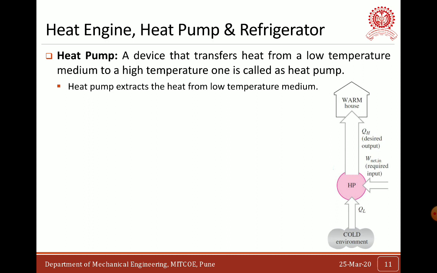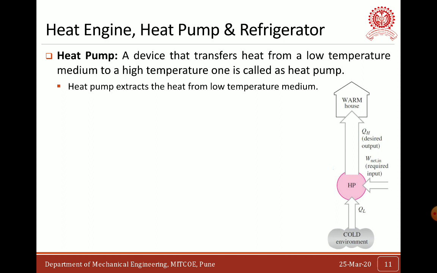By taking work as input, it absorbs heat from the low temperature environment and rejects it to the high temperature region, that is, the warm house or the space which we are going to heat. That's why it is called a heat pump. It is pumping heat from the low temperature region to the high temperature region, and as it is not natural that heat always flows from high temperature to low temperature, here we have to do the reverse. We have to take heat from the low temperature region and give the heat to the high temperature space. That's why external work is required. So external work is provided here and it is called the heat pump.